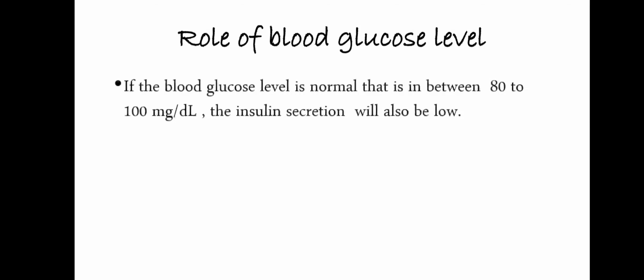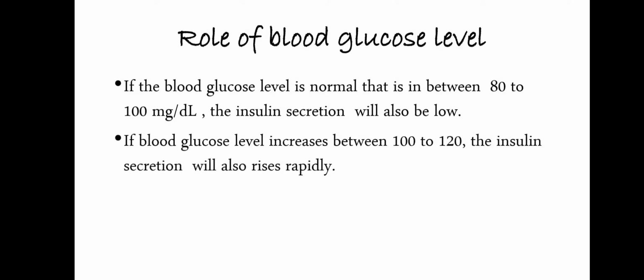First one is the role of blood glucose level. If the blood glucose level is normal, that is between 80 to 100 mg per deciliter, the insulin secretion will also be low. If the blood glucose level increases, ranging between 100 to 120, the insulin secretion also rises rapidly.